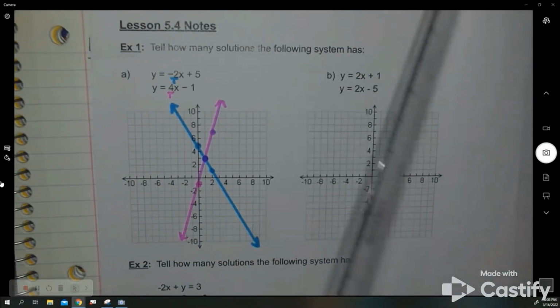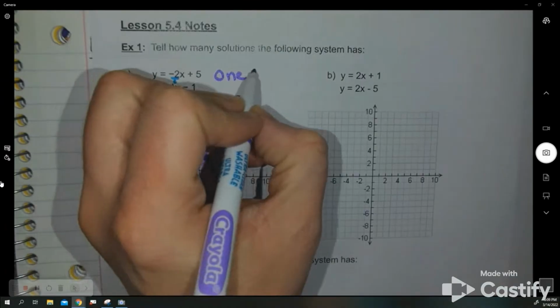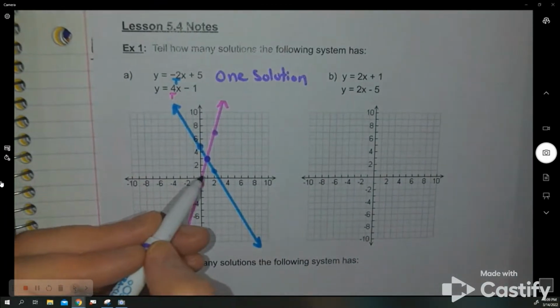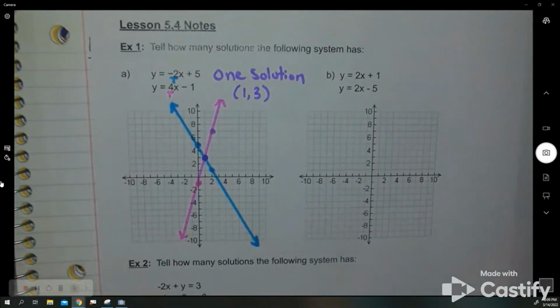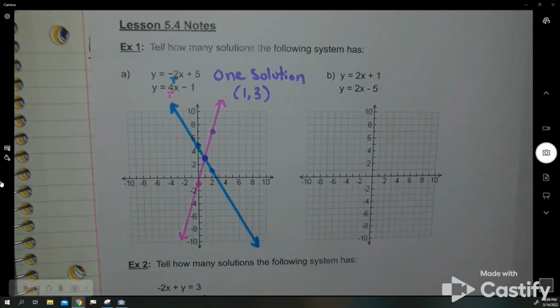When they overlap in one spot, it means that we have one solution. And in this instance, that one solution is (1, 3). So when they overlap each other in one spot, we have one solution, and then you name it. Give it that point, that name.